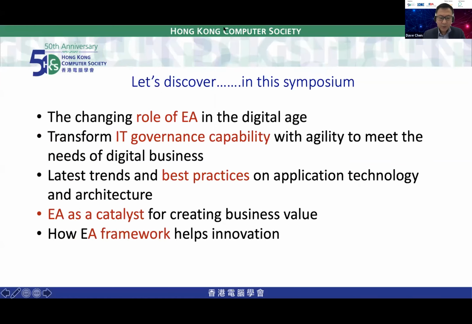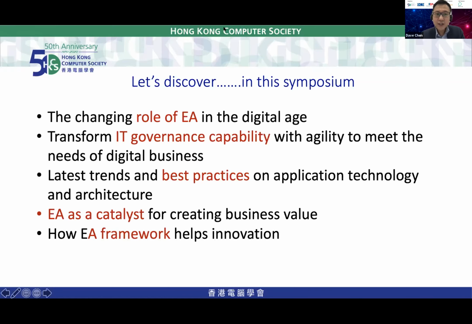So in this seminar, we have invited the most experienced IT architecture and EA leaders from the major organizations to share their viewpoints and real-world experiences in how EA work as a catalyst to speed up innovation for the digital age. In this afternoon, let's discover the following key issues in this symposium.